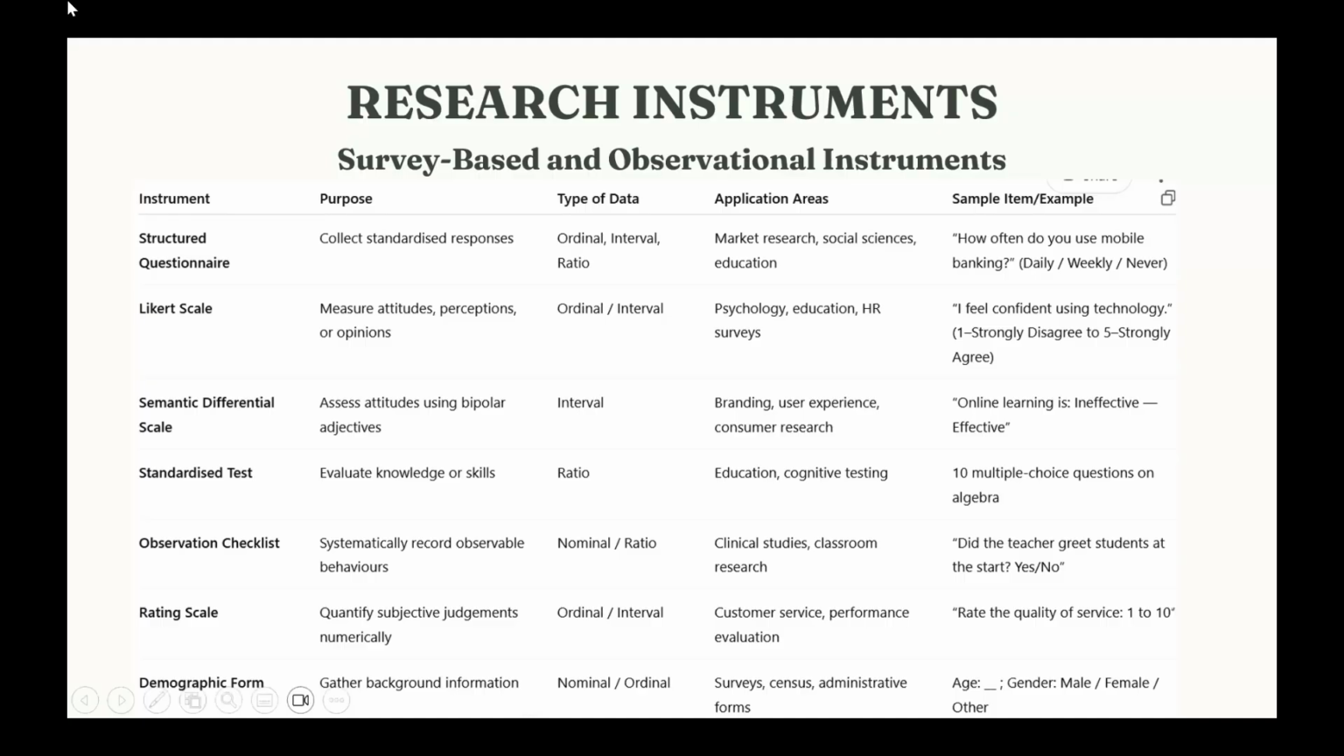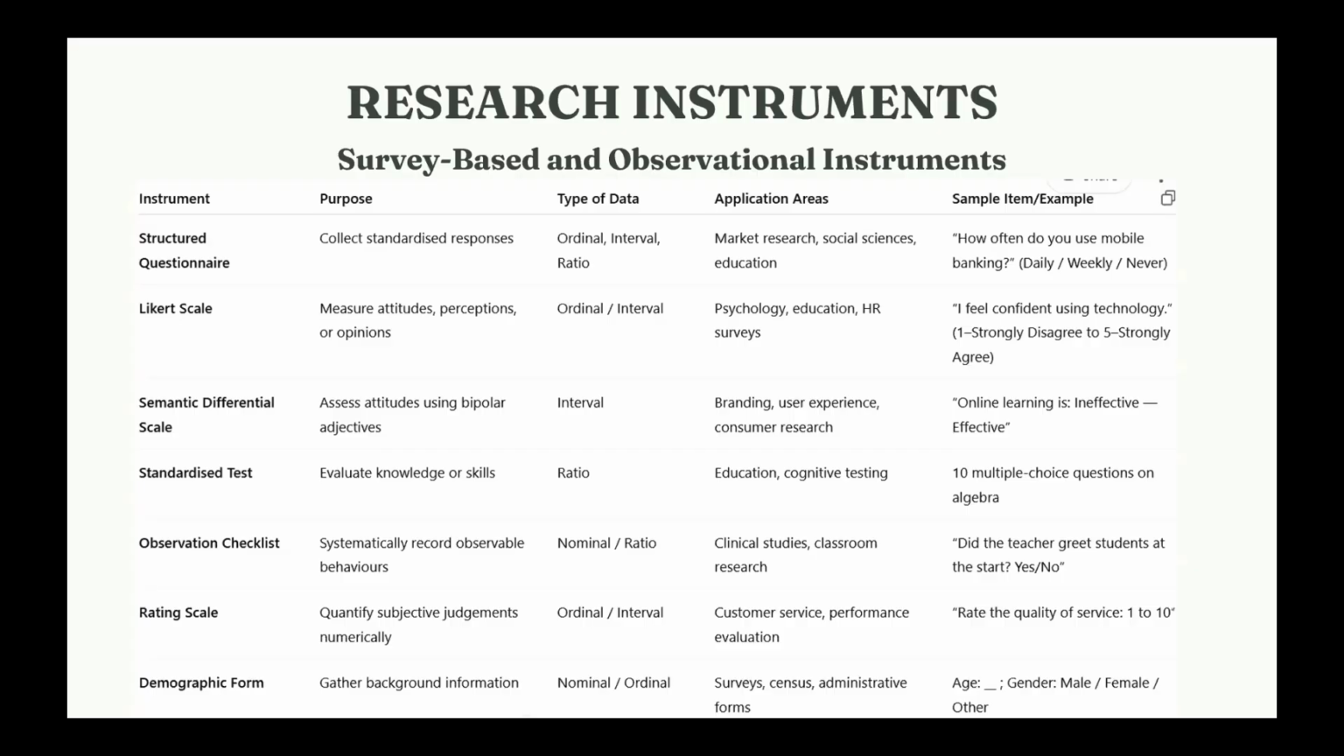And it can be used in psychology, education, human resource surveys, and all of that. So, "I feel confident using technology" has been graded from 1 to represent strongly disagree, and 5 to represent strongly agree. You know, we still have 2, 3, and 4 in between. This is just like a range.